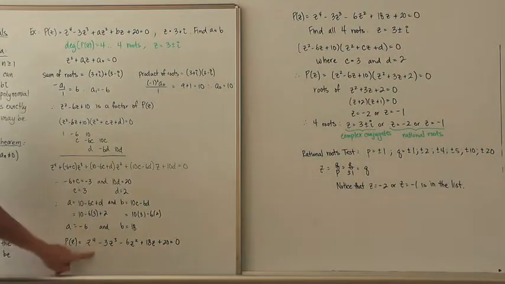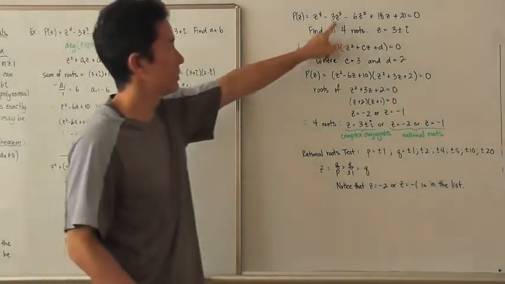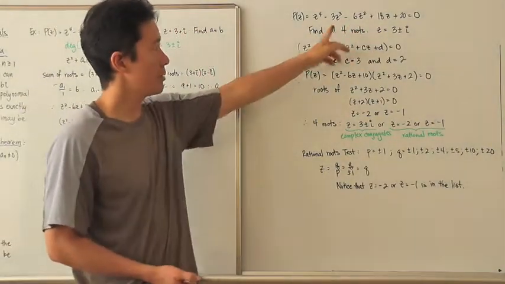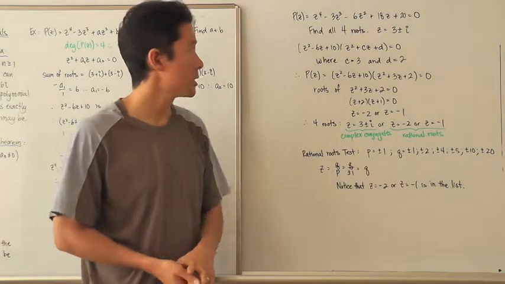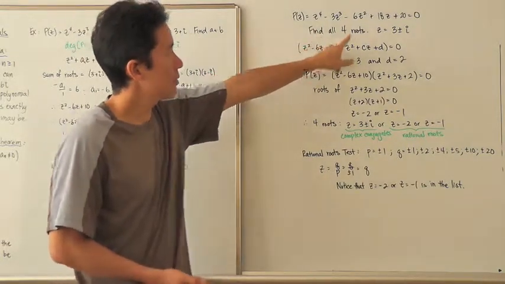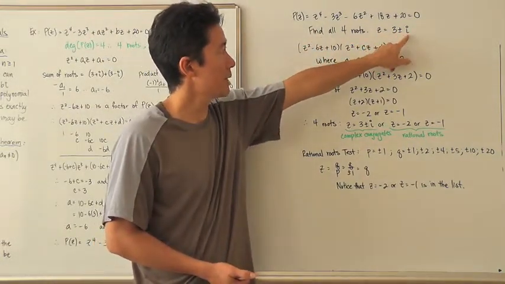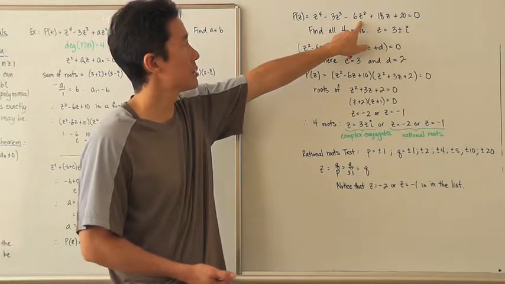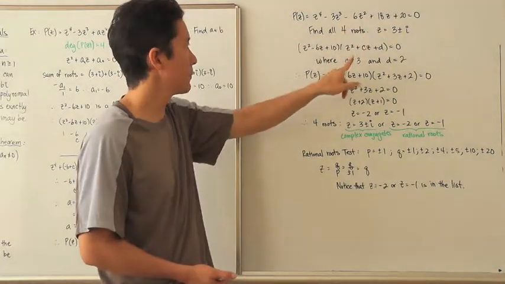Now, here again is our exact same polynomial. What we want to do is find all 4 roots of this. How do we do that? Well, we already know that z equals 3 plus or minus i are the 2 roots of this particular polynomial.